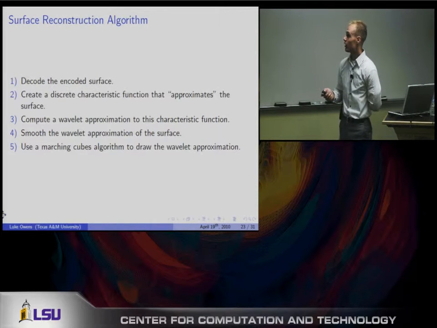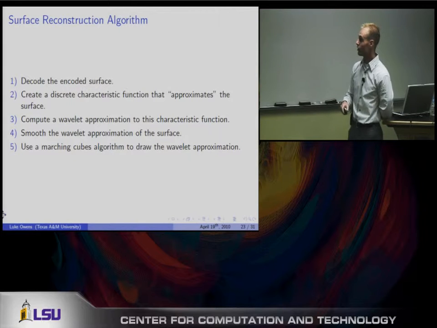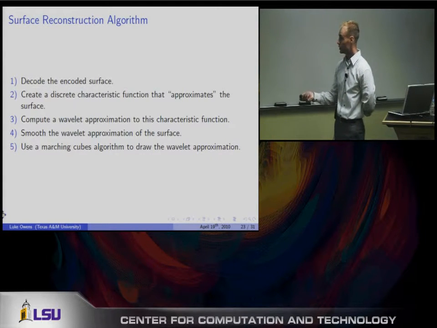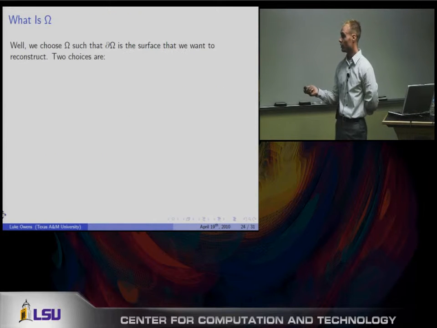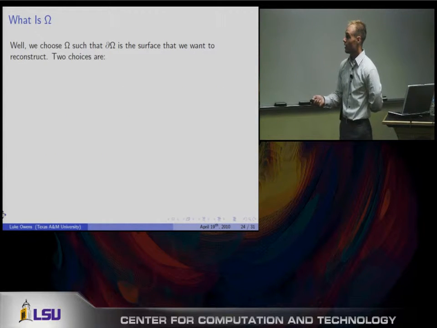Okay. All right, so now we've encoded and we've sent it. How do we reconstruct it? So here's our reconstruction algorithm. We have an encoded surface. The first thing you have to do is create a characteristic function that approximates this surface. Then do a wavelet approximation to this characteristic function, smooth our wavelet approximation, and use a marching cube algorithm to draw this wavelet approximation.